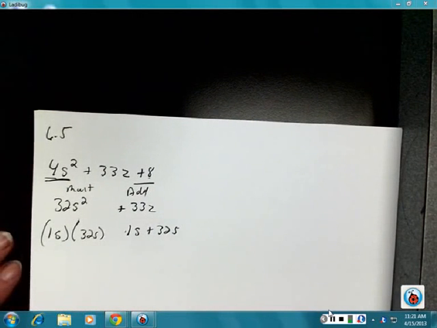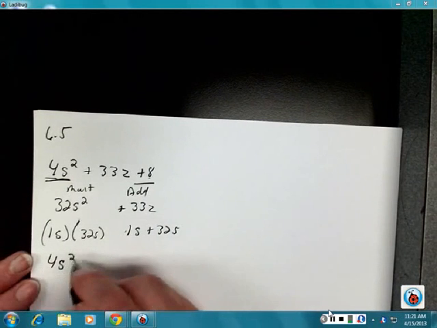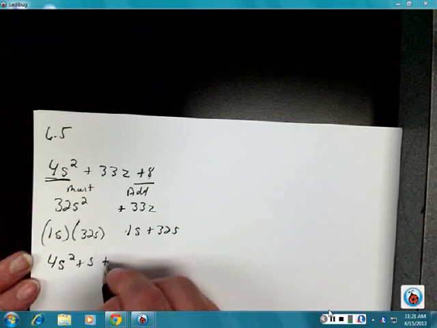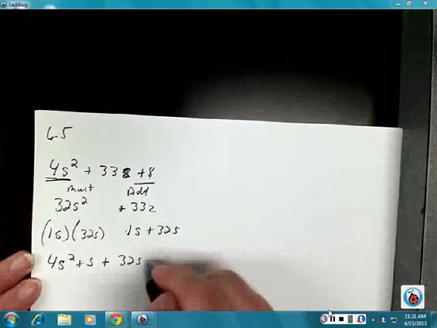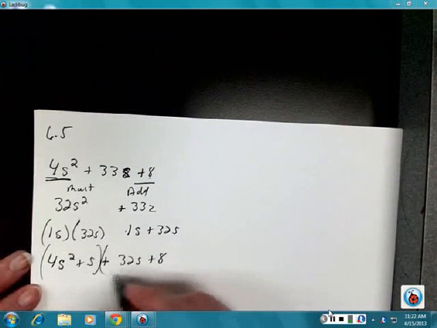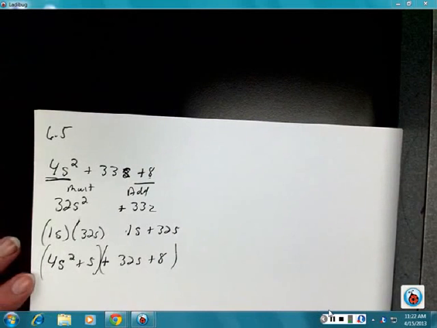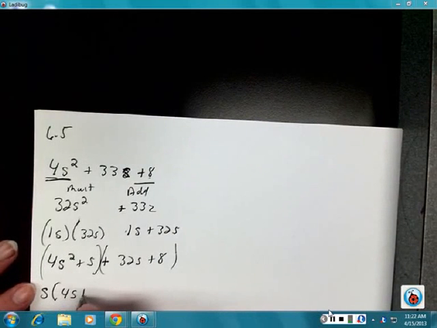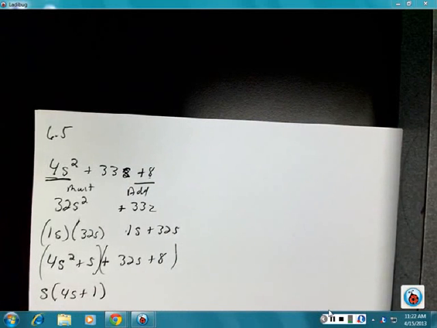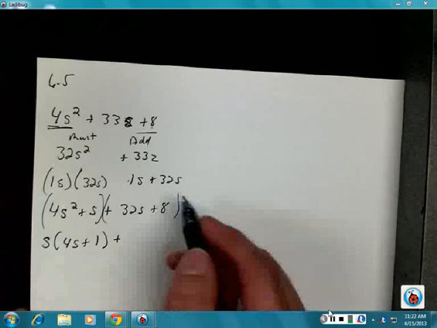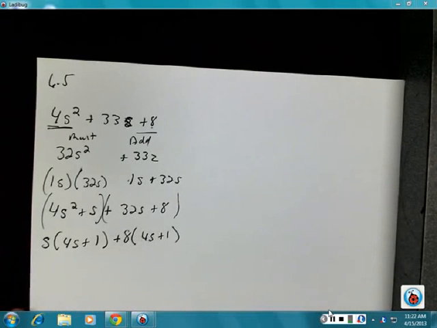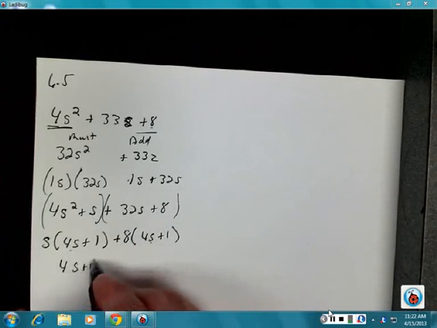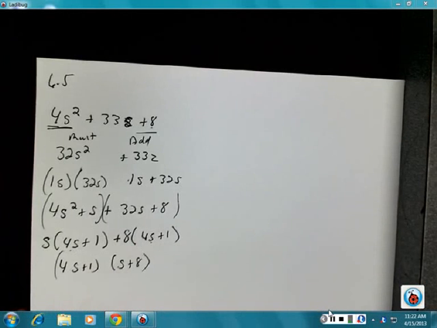Now what do I have to do to that part? You're going to put it back in the formula. 4s squared plus 1s plus 32s plus 8. And you want to factor it. Group in 2's. And what can I pull out of the first one? We'll pull s out. It'll be 4s plus 1. And what can I pull out of the second one? An 8. Yes. Gives me 4s plus 1. And so I factored it right because these two match. So it's 4s plus 1 and then s plus 8. Perfect.